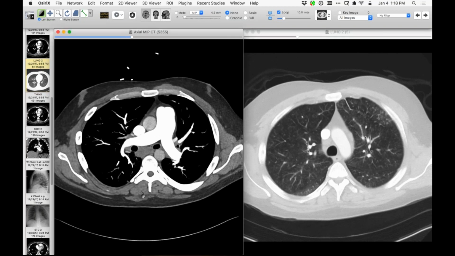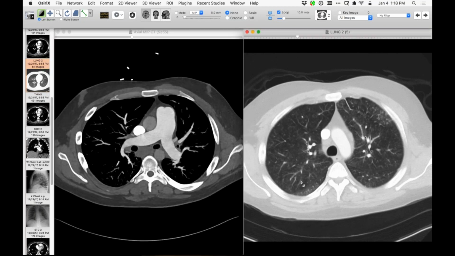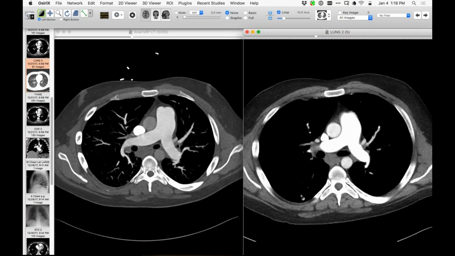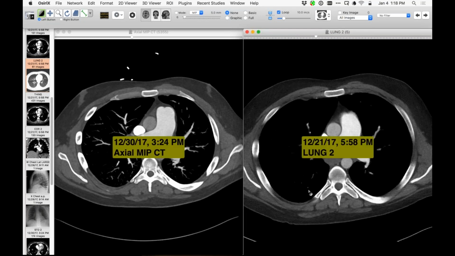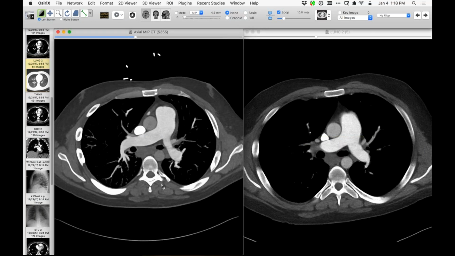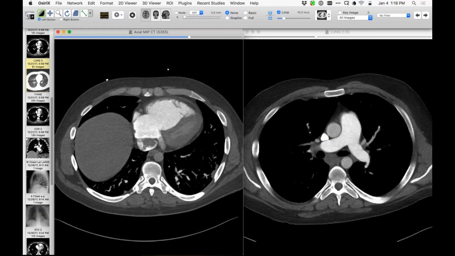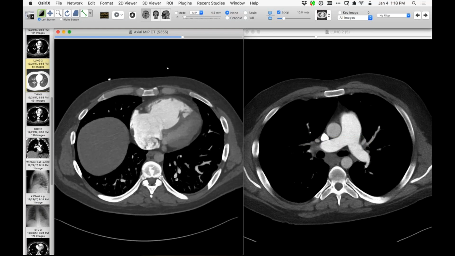Howard, did the pulmonary artery dilate between these two scans? Is it even more dilated? No, it's about the same. Yeah, it's about the same. Let me see if I've actually got the dates correct. Oh, yeah, let's go look at the right heart, and you'll see how big these chambers are. So the right ventricle and the right atrium are dilated.